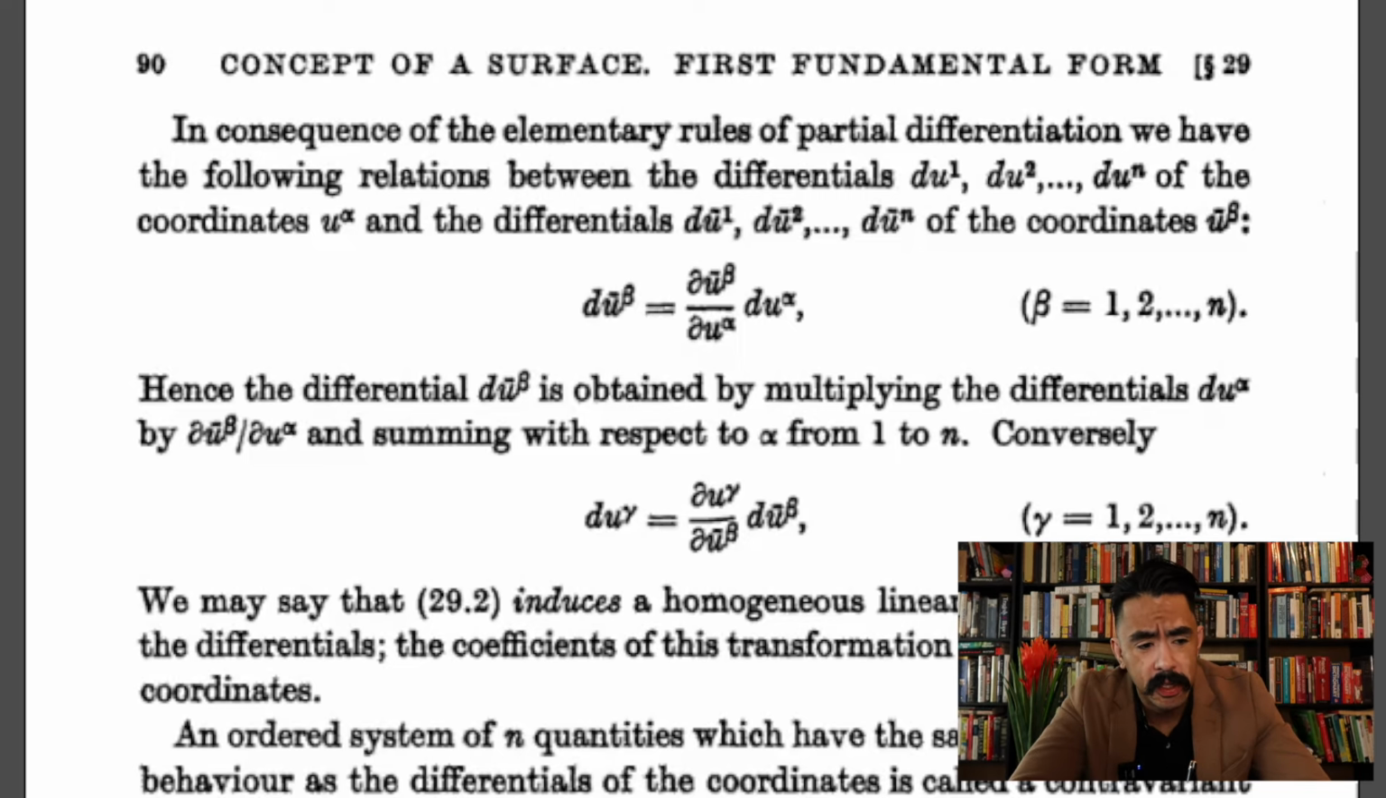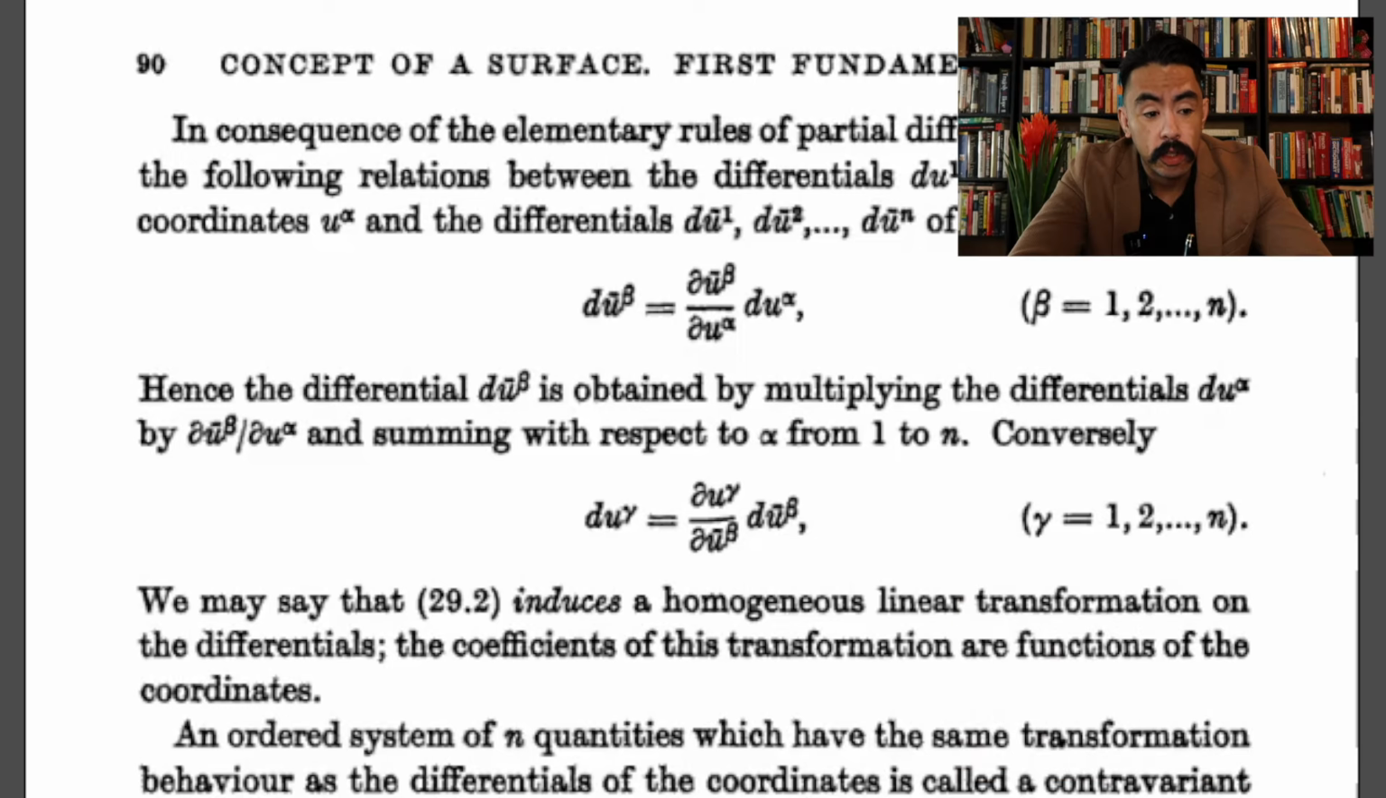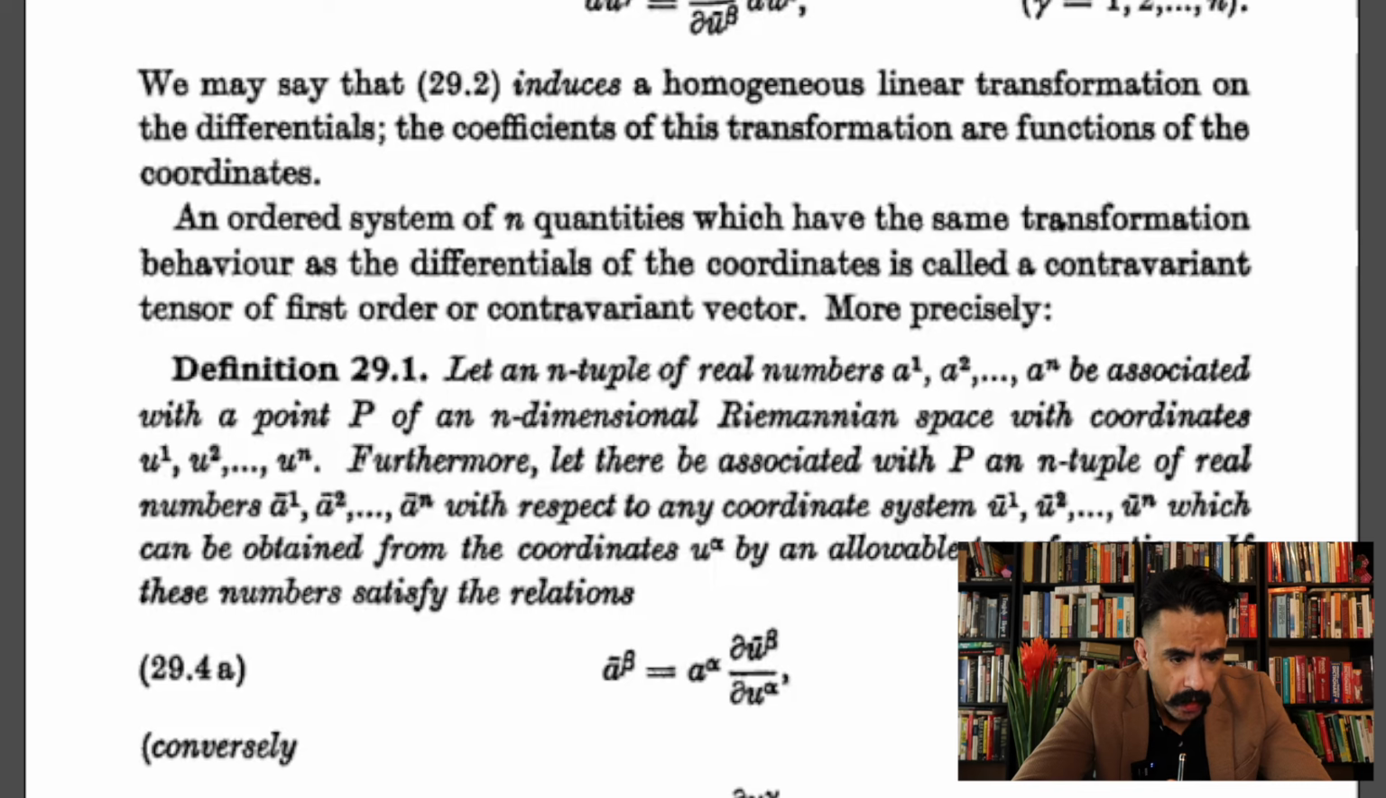Conversely, du^γ is equal to ∂u^γ/∂ū^β times dū^β, where γ is equal to 1 through n. We may say that the transformation function induces a homogeneous linear transformation on the differentials. The coefficients of this transformation are functions of the coordinates. An ordered system of n quantities which have the same transformation behavior as the differentials of the coordinates is called a contravariant tensor of first order, or contravariant vector.